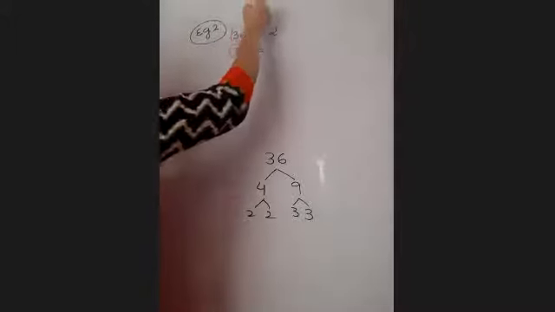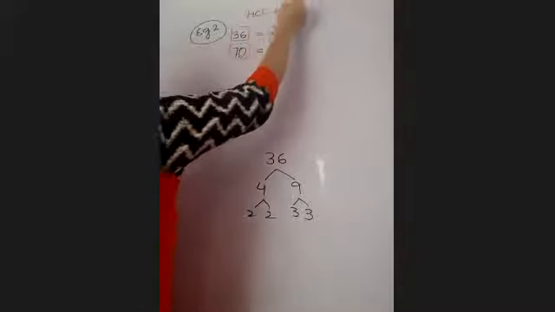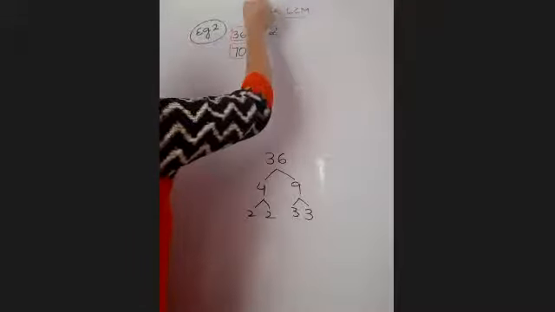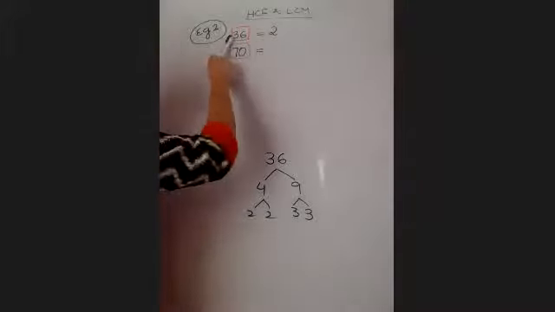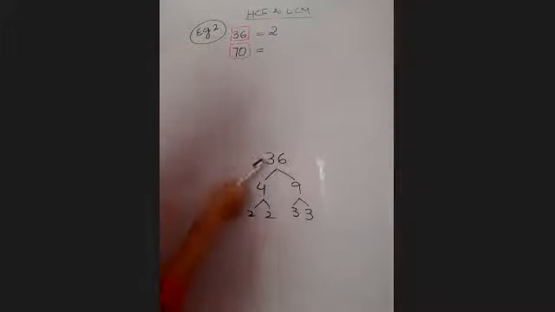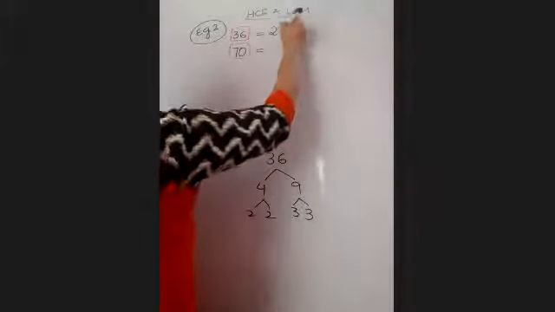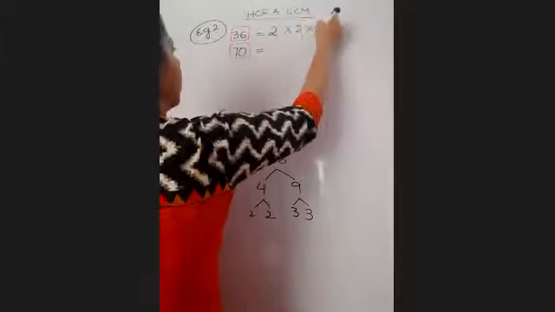So we are finding now HCF and LCM again of these two numbers, let's say 36 and 70. We need to find prime factors only. So 36 is 4 into 9, 2 into 2, 3 into 3. So I will write here 2 into 2 into 3 into 3.